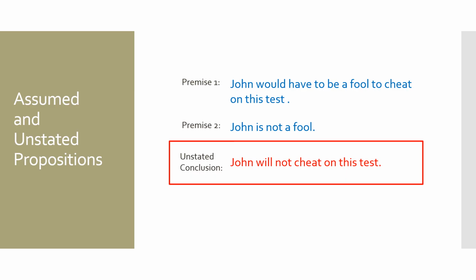If you think about this argument, it says John would have to be a fool to cheat, and he's not a fool, therefore John's not going to cheat. Now, it's very important as we wade through the quarter that when you have arguments like this where something is left unstated, that you can very clearly dig that out, state it clearly and in formal ways.